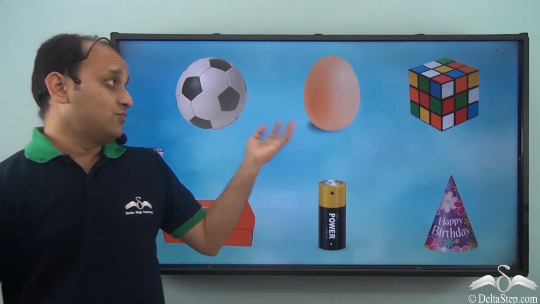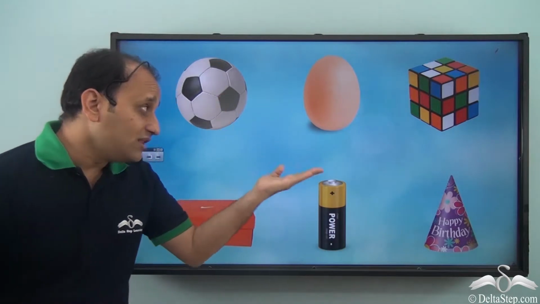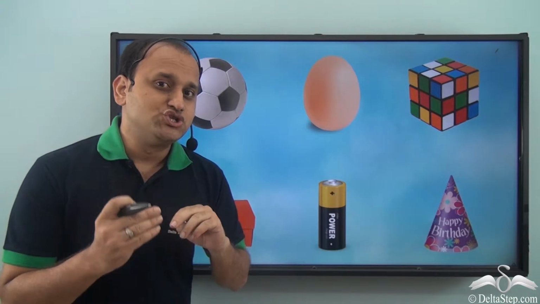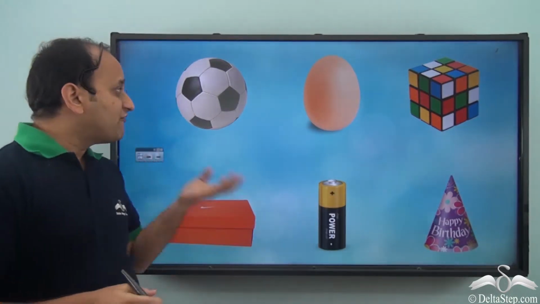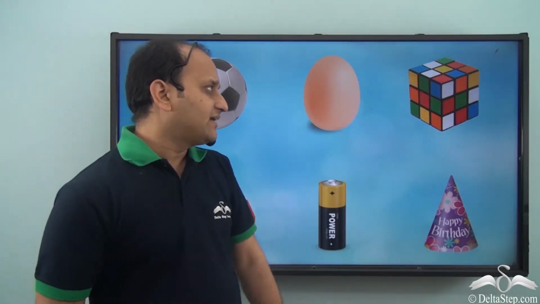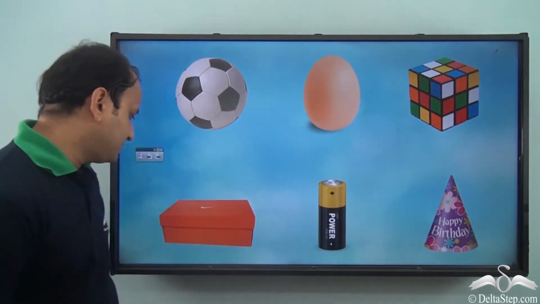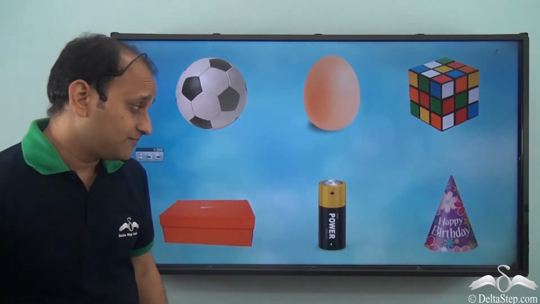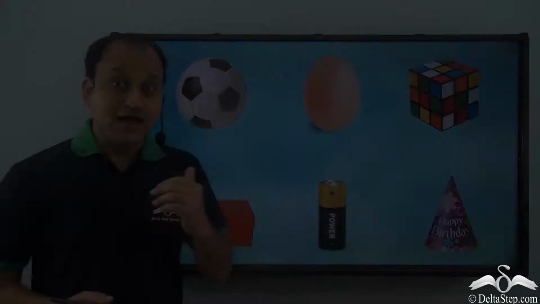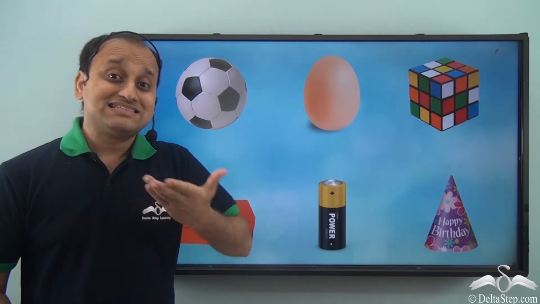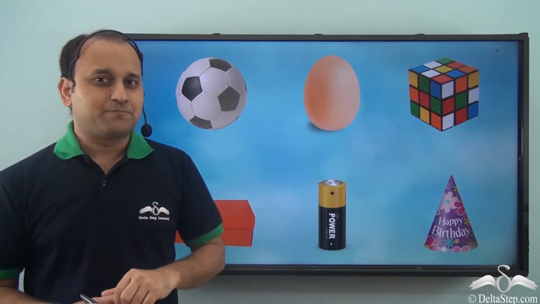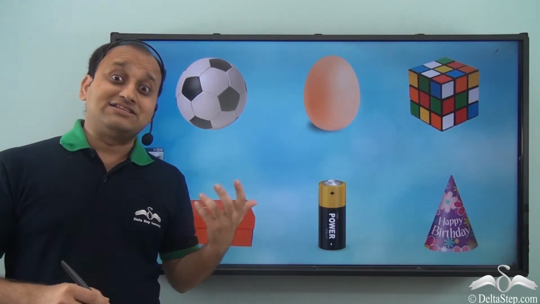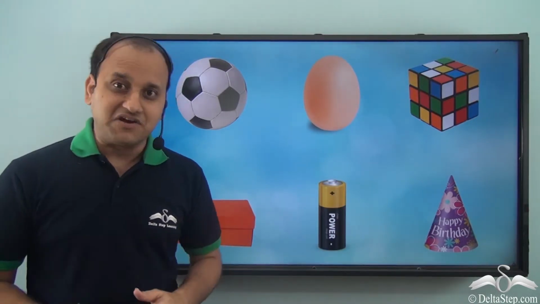Today I have some objects with me, and all these objects represent a particular geometric shape. So I have a football, an egg, a Rubik's cube, a box, a battery, and a party hat. Now all these things resemble some geometric shapes. So let's identify what these are, and let's also discuss their characteristics.